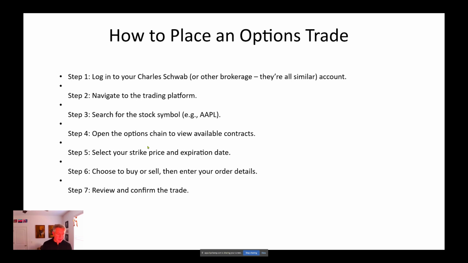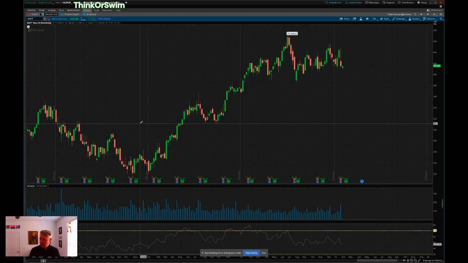So how do we place an options trade? Well, first of all, every broker on planet Earth has effectively the same user interface to look at trading an option. So here we're looking at Thinkorswim, which is a Charles Schwab product. So we're on the Microsoft weekly chart. So step one of buying a call, and we're bullish with a call, right? So we want the price of Microsoft to go up.